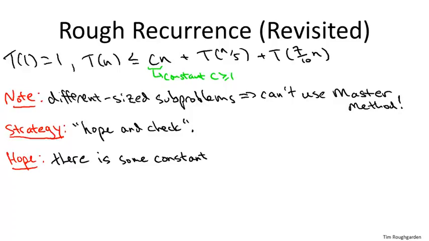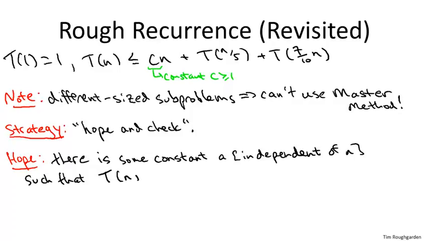Specifically, what are we hoping for? We're crossing our fingers that there's a constant. I'm going to call it a. a could be big, but it's got to be constant. And again, remember, constant means it does not depend on n in any way, such that our recurrence at the top of this slide, T(n), is bounded above by a times n for all n at least 1.